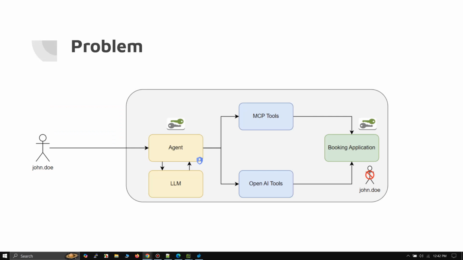All right, so the problem we are solving is generally the agents are deployed and the agents actually assume the identity of kind of a service account or a system identity, right? So agent has LLM to think, tools to work with to get the work done for this user, let's say John Doe. The tools could be many different types, but let's say MCP tools or OpenAI tools, right?